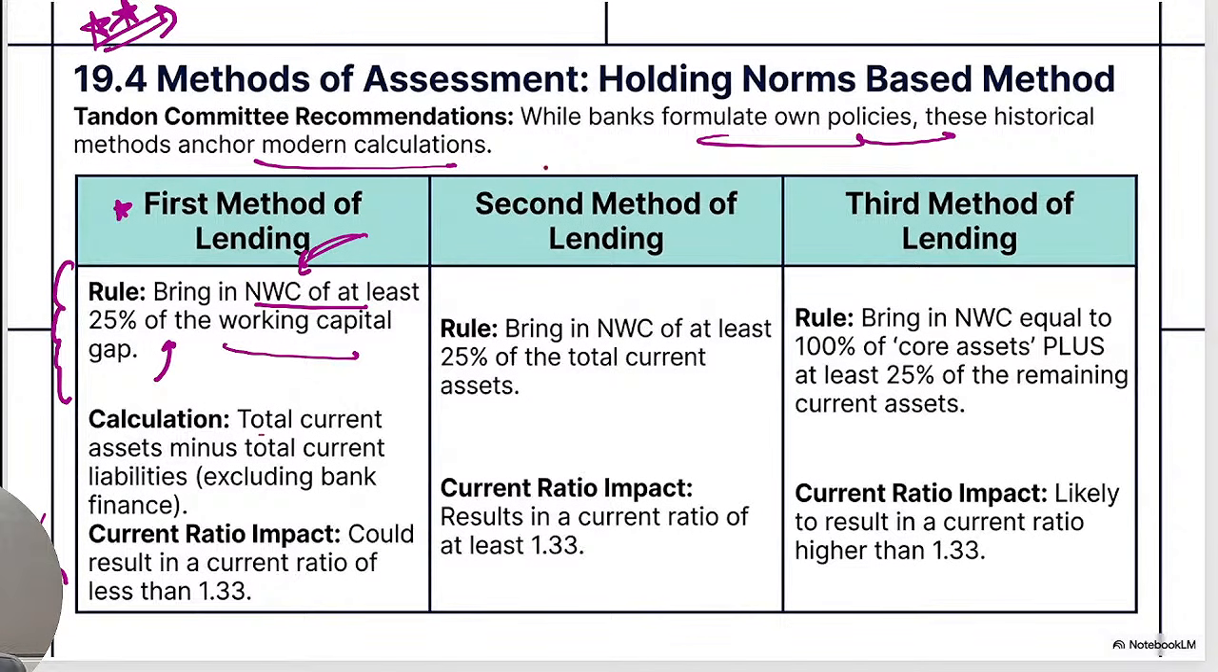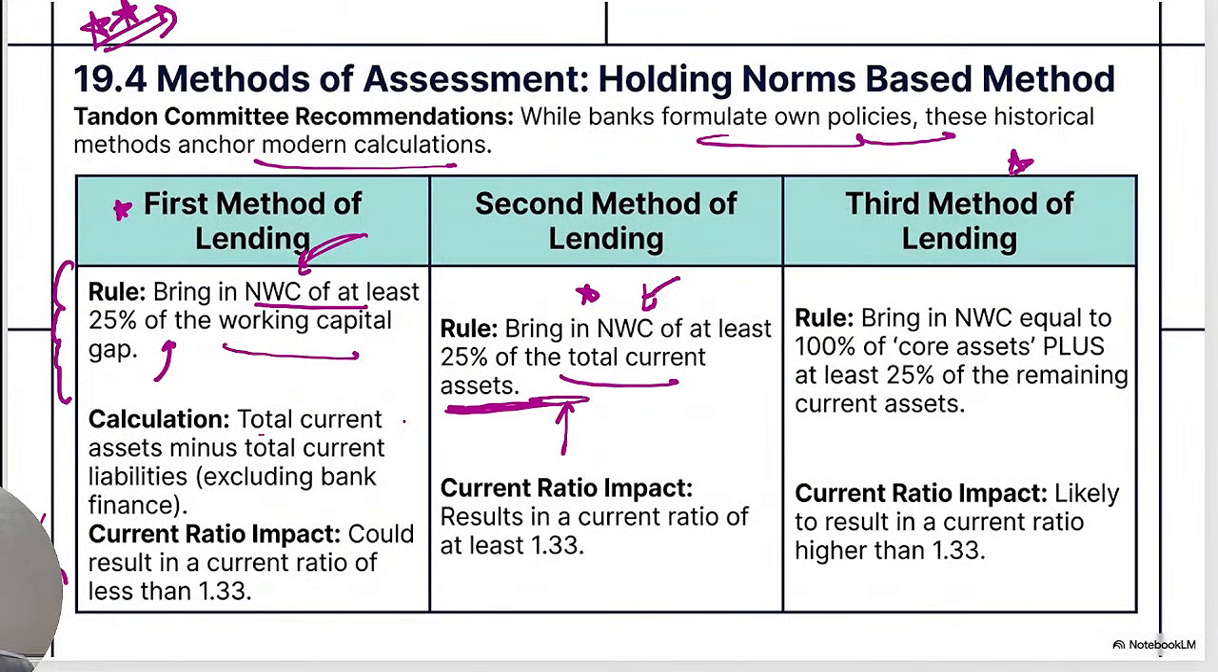The second method says bring net working capital at 25% of total current assets, and another rule is missing from here. Sorry, I forgot to add that other slide again. So this rule says bring net working capital at least 25% of total current assets. The first was 25% of the working capital requirement. This says 25% of your total current assets should be financed through net working capital.